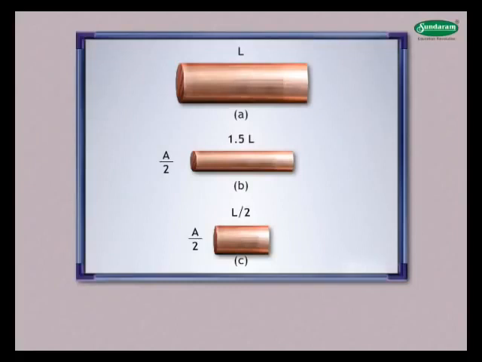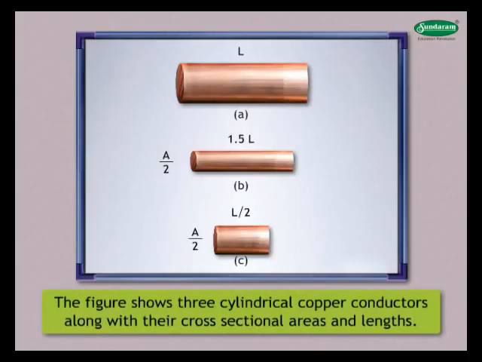Observe the figure 4.10 and answer the question. The figure shows 3 cylindrical copper conductors along with their cross-sectional areas and lengths. Compare them according to the current through them if the same potential difference V is applied across their lengths.